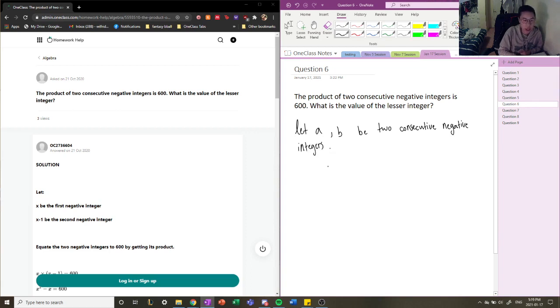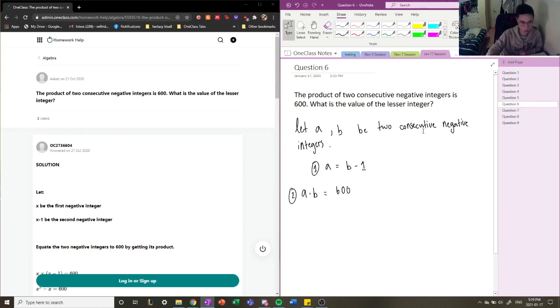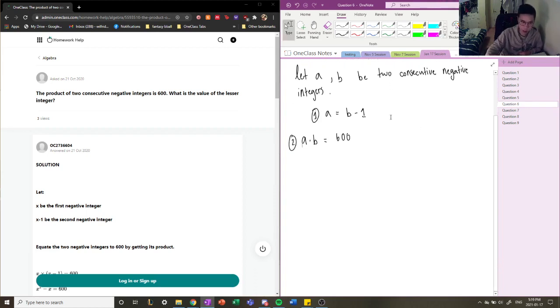This means that A is equal to B minus 1, right? So this is what it means that A and B are two consecutive negative integers. B is more negative than A, but they're consecutive to each other, okay? So the second statement that they gave us is that the product of these two is equal to 600, okay? So this is the first statement, and this is the second statement. Given these two statements, they want us to find the value of the lesser integer, in this case the integer that is closer to 0 or less negative.